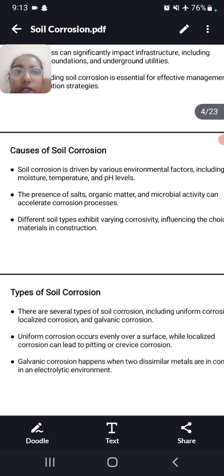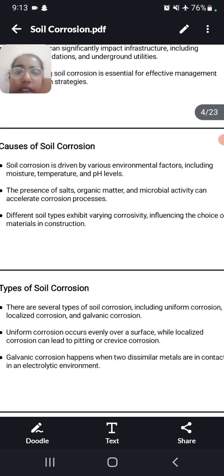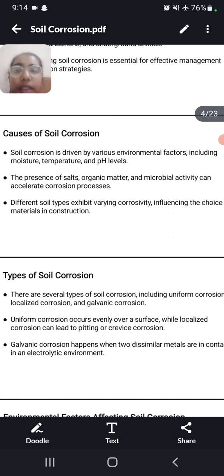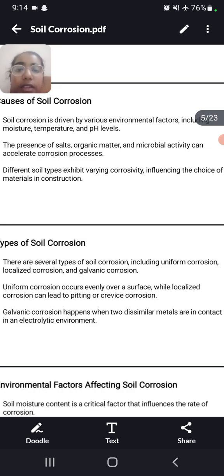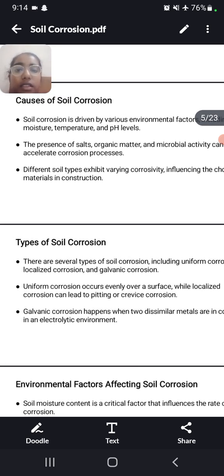Causes of soil corrosion. Soil corrosion is driven by various environmental factors including moisture, temperature, and pH levels. The presence of soil salts, organic matter, and microbial activity can accelerate corrosion processes. Different soil types exhibit varying corrosivity, influencing the choice of materials in construction. Let us learn more about factors influencing soil corrosion.